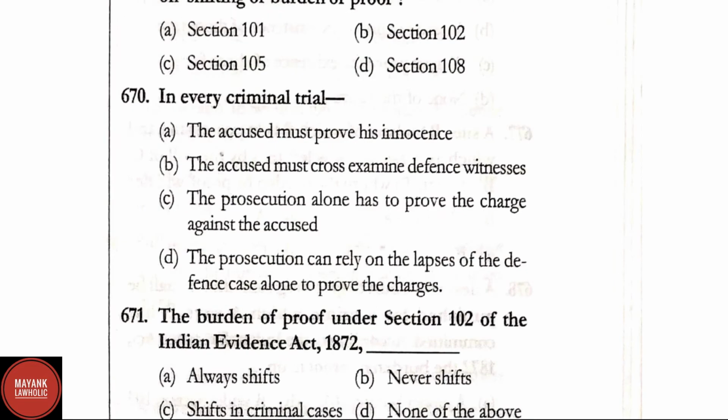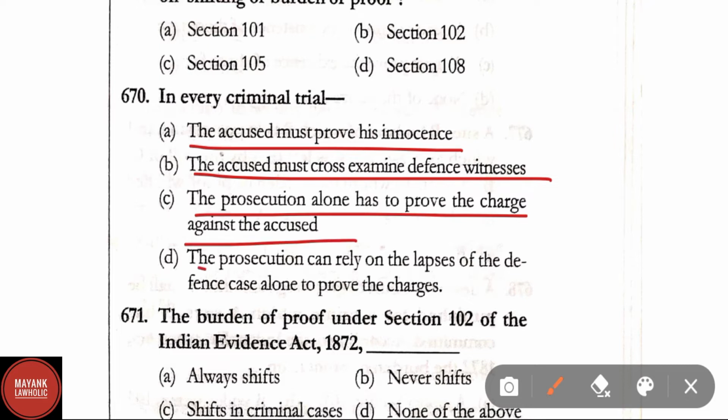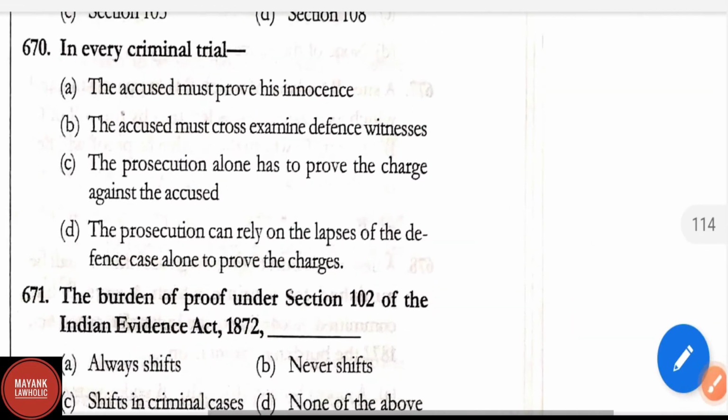Question number 670. In every criminal trial, option A, the accused must prove his innocence; the accused must cross-examine defense witnesses; the prosecution alone has to prove the charge against the accused; the prosecution can rely on the lapses of the defense case alone to prove the charges. Here correct answer is option C. In every criminal trial, the prosecution alone has to prove the charge against the accused.